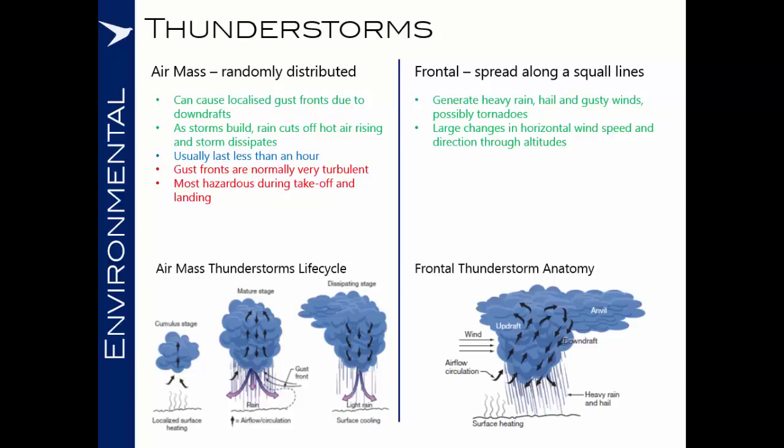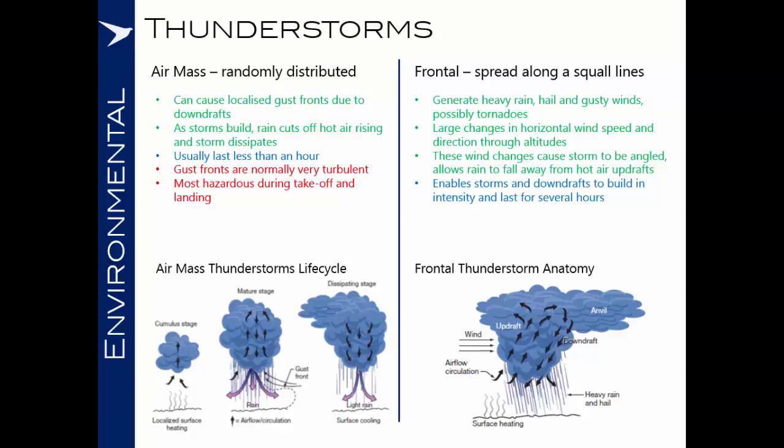Now, unlike the air mass thunderstorm, which is reasonably vertical in its extent, frontal thunderstorms, by the nature of the way they are formed, tend to be slightly angled due to the wind changes, and this allows the rain to fall away from the hot air updrafts which are forming the thunderstorm. The result of this is that the storm and the downdrafts are allowed to build in intensity and last for several hours. So areas of downdrafts can be as far as 1 to 5 miles in diameter.